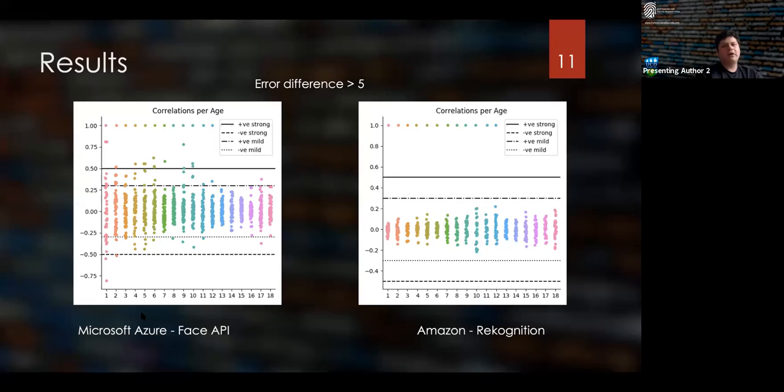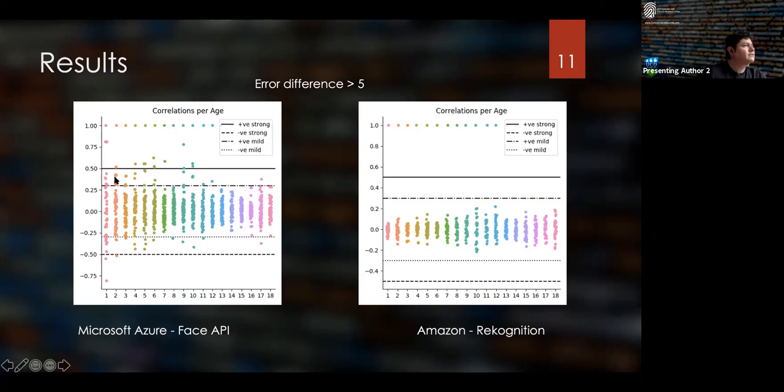And following with the results, we can see on the left Microsoft Azure Face API, whereas we have on the right Amazon Rekognition. These are the correlations per age with an error difference greater than 5. So if we go from top to bottom, well, this one represents the error when it correlates with itself, so it's not really meaningful. But we can see that there are certain strong correlations here, whereas on Amazon Rekognition, we don't really have strong correlations.